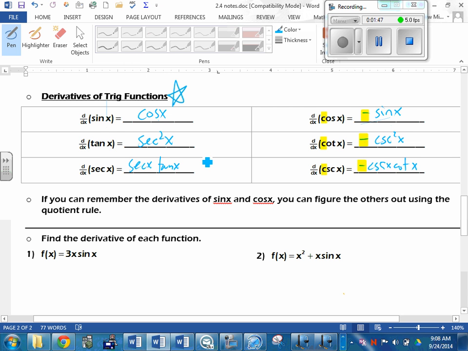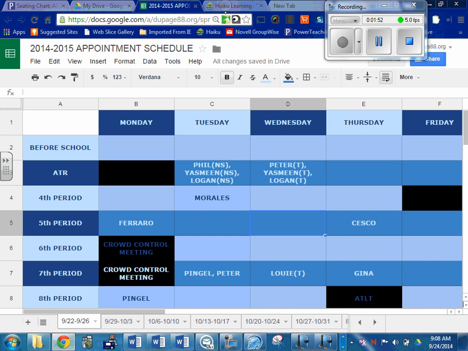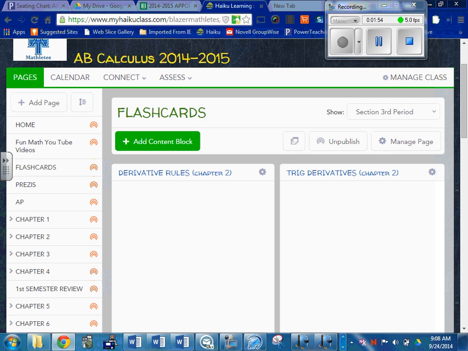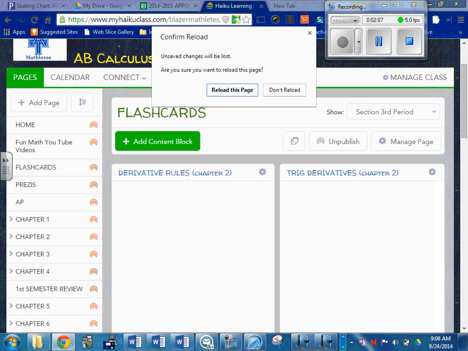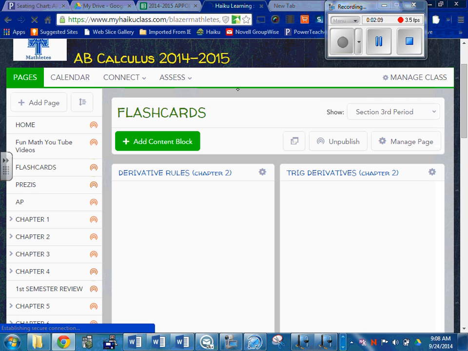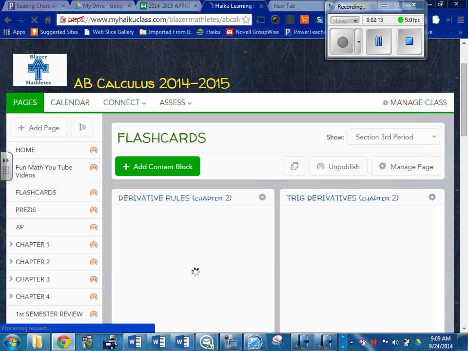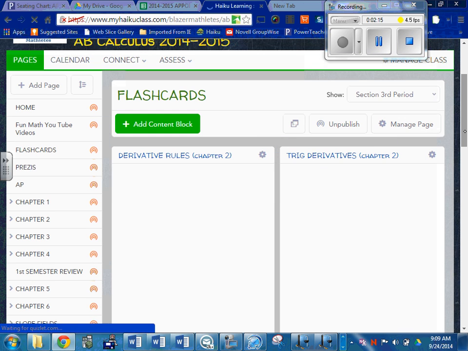And there are flashcards on Haiku. If you go to Haiku, there's a page here that says flashcards. If you go there and you don't see the flashcards right away, notice this little shield here. I don't know why it does this, but it's not unsafe script, trust me. Just click on the shield and say load unsafe script. And then you're going to see cards in here eventually.